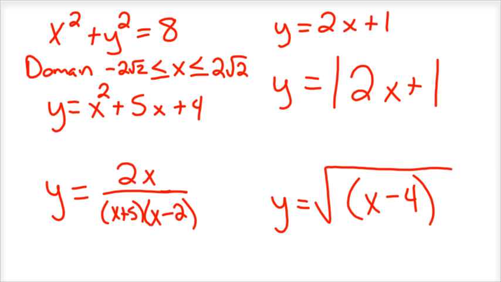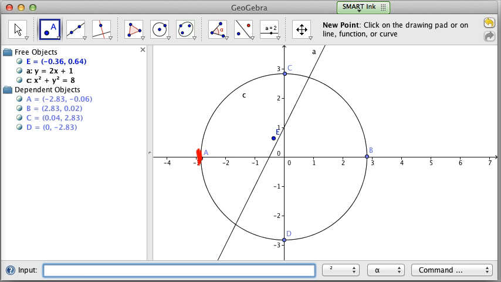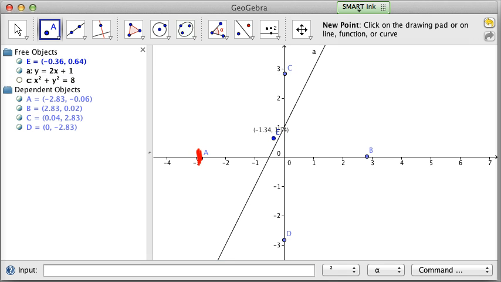Alright, so let's look at y equals 2x plus 1. In GeoGebra that one types in pretty quickly. You type it in, it's that straight line, and I'll get rid of this circle for us.